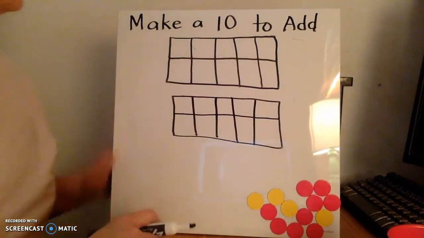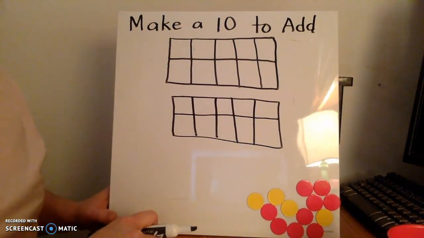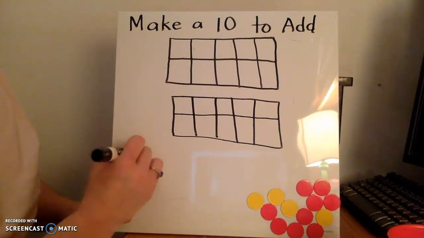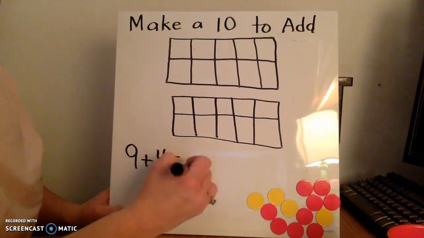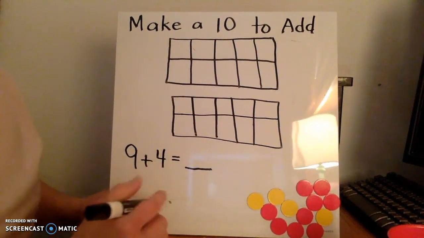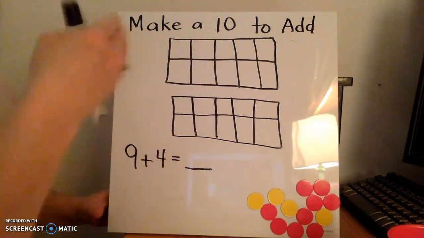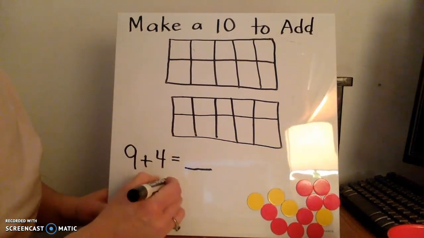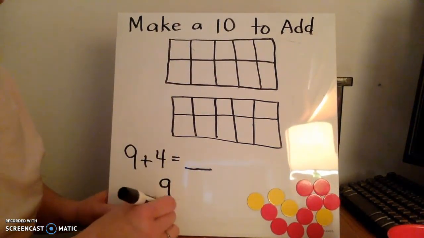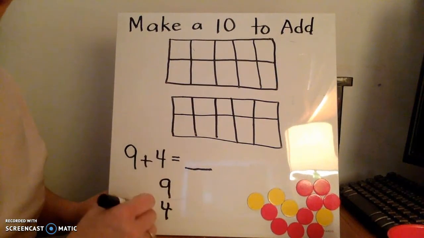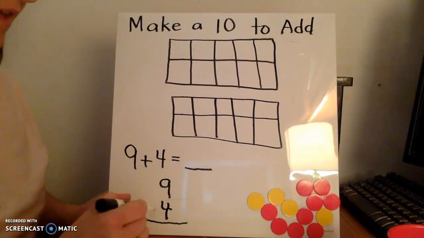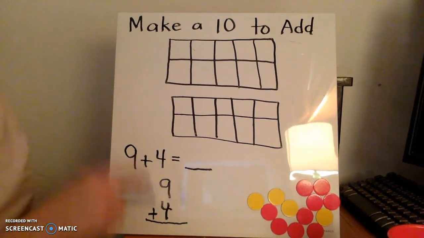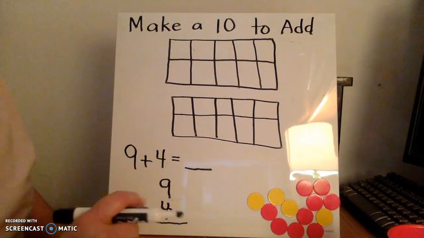Okay, so let me give you your first math problem to add. We're going to add 9 plus 4 equals what? And another way to write that is vertically. If we write it like this, there's no equals, the equals is actually the line on the bottom. And then our plus goes over here. So either way you write it, you're adding 9 and 4 as your parts.